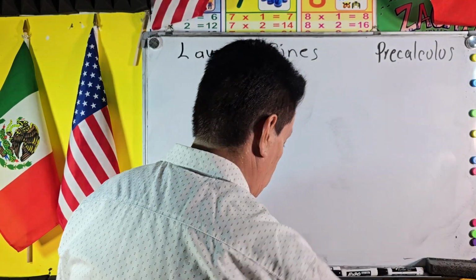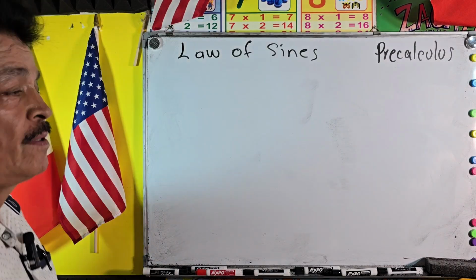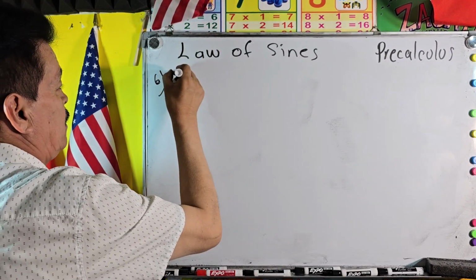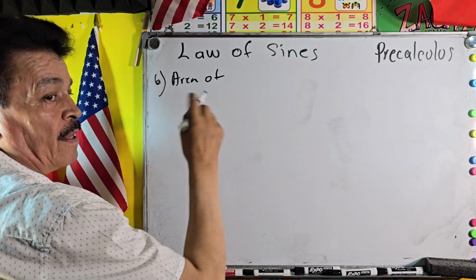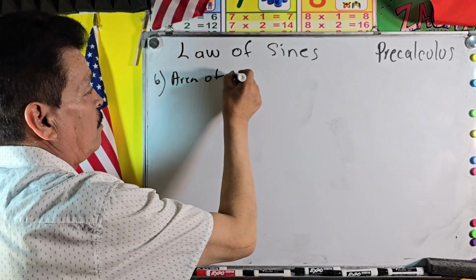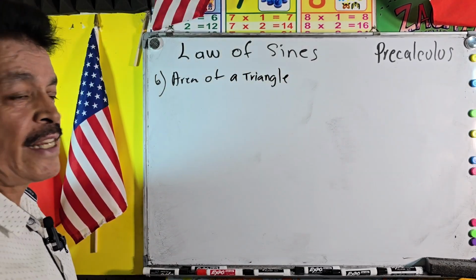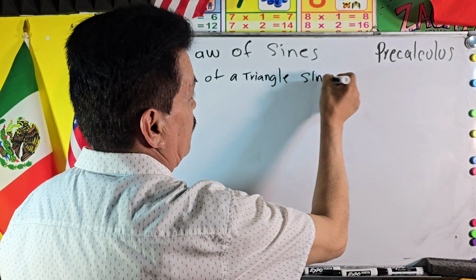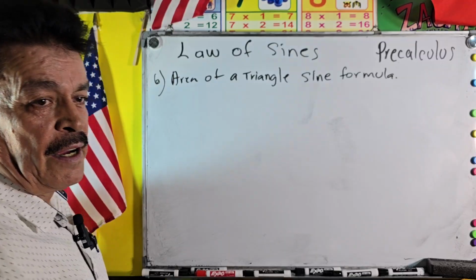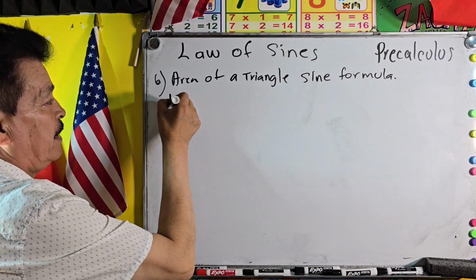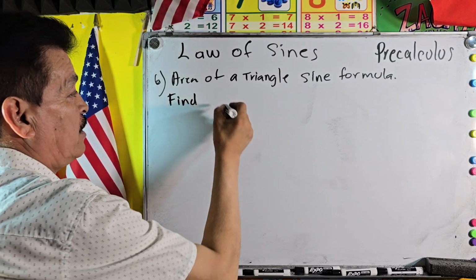I told you, the second section. I will find the area of a triangle, the triangle sine formula. All right, and then we have to find here in this point. I will write the problem and then draw the picture. Find W.